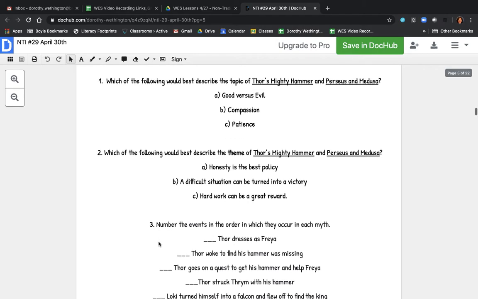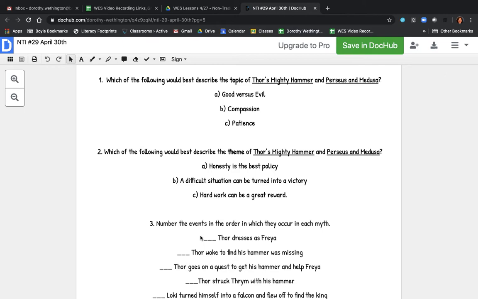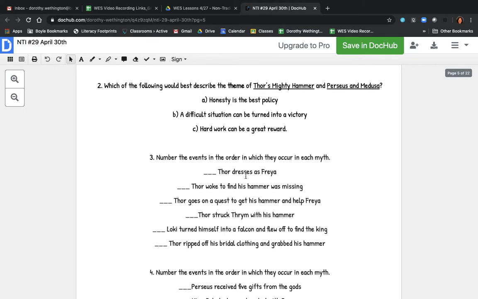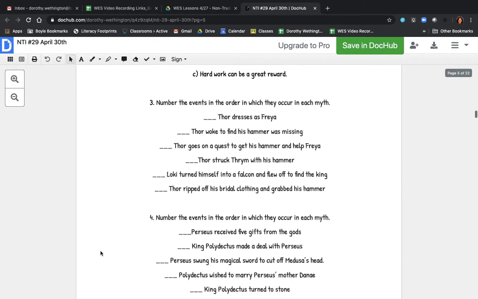Number 3, number the events in the order in which they occur in each myth. Thor dresses as Freya. Thor woke to find his hammer was missing. Thor goes on a quest to get his hammer and help Freya. Thor struck Thrym with his hammer. Loki turned himself into a falcon and flew off to find the king. And Thor ripped off his bridal clothing and grabbed his hammer.